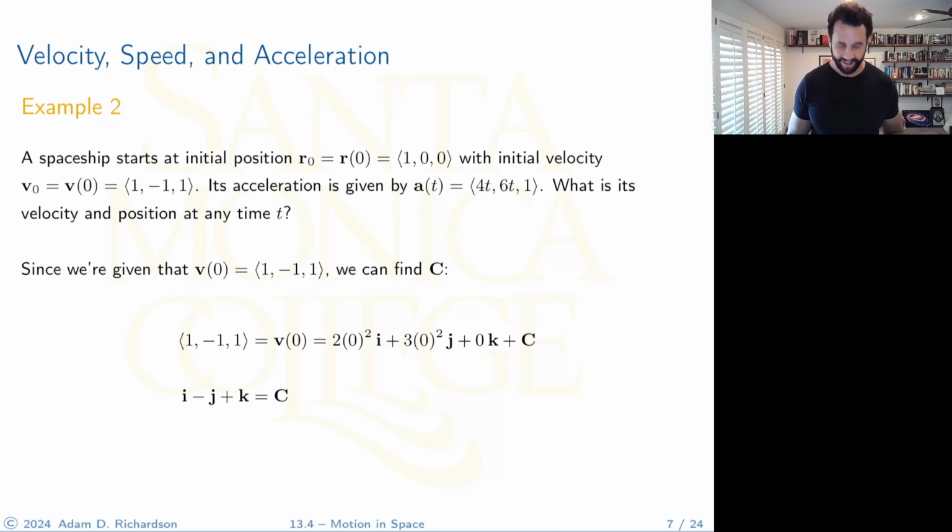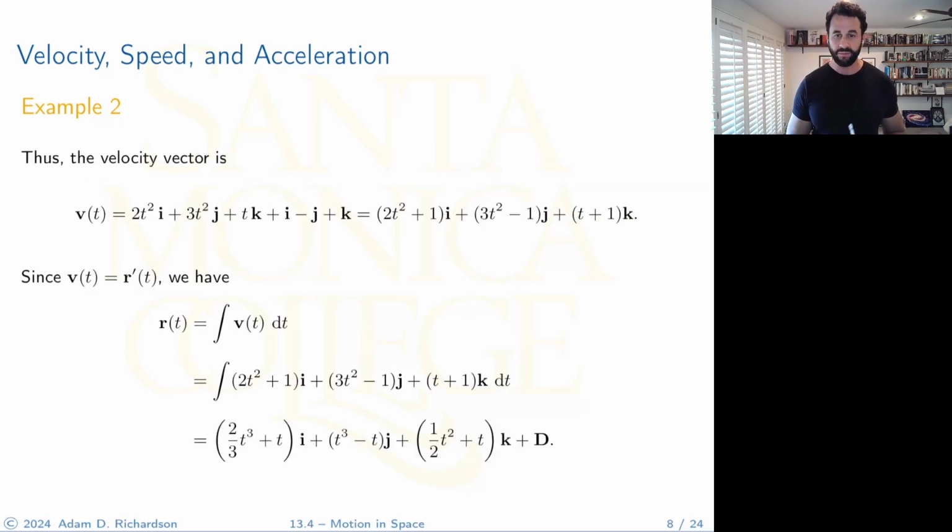So here's our initial condition on v. We plug that into the formula we found for v, and we'll be able to solve for c. Plugging in, this is equal to v0, which means that this has to be equal to this. And then we can calculate from that that c is equal to i minus j plus k. This is the vector that is c. Okay, now we can proceed.